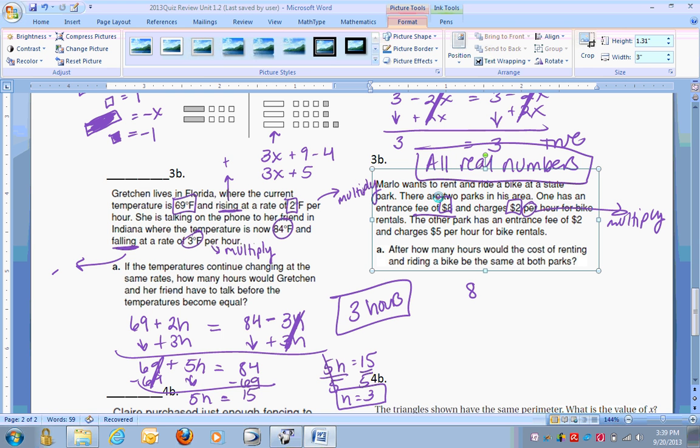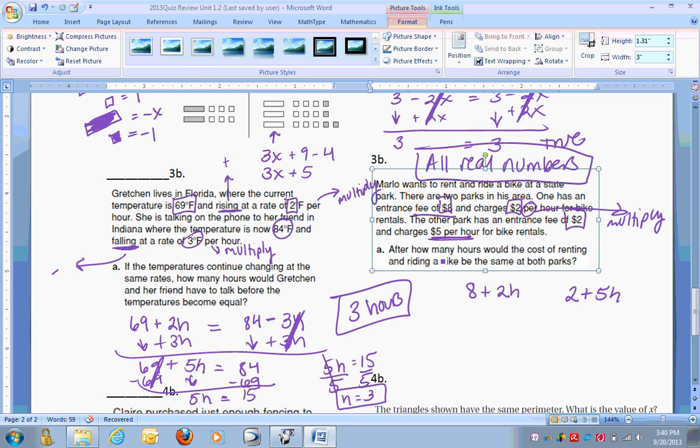We have 8 and 2 as our numbers. So it's going to be 8 plus 2 times the hours, and that will give you the cost of the first company when he rents a bike. Now the other one has a fee of $2, so that's 2, the constant, and charges $5 per hour. So that's going to be plus 5 times h.